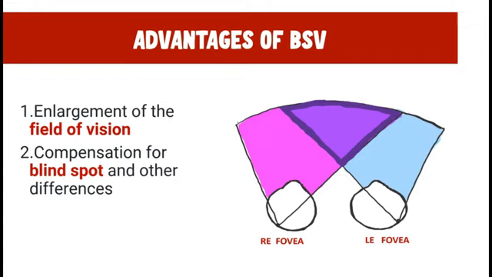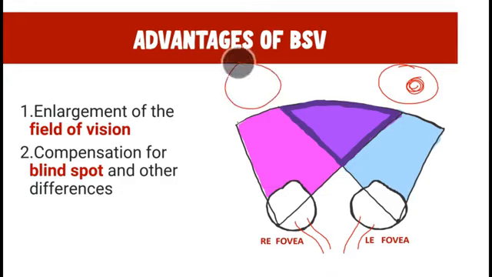Now, using both eyes together can actually help us to compensate for blind spot and other differences as well. We know that the point from where the optic nerve leaves is actually known as the blind spot, and because the optic nerve leaves nasally, the blind spot is always present somewhere in the temporal part of the visual field. Now, usually we don't see our blind spot, and usually we don't see that black color spot. It's called the scotoma because the blind spot.